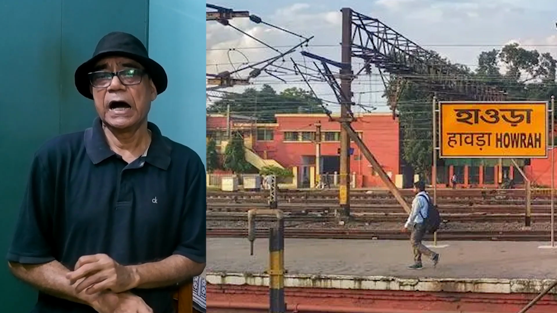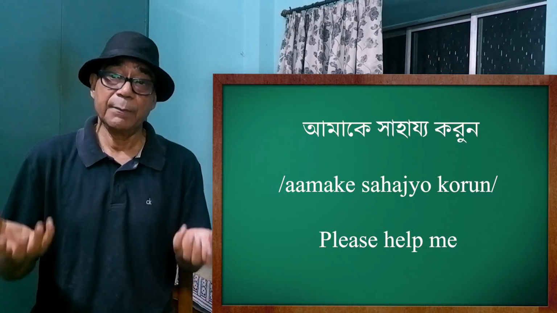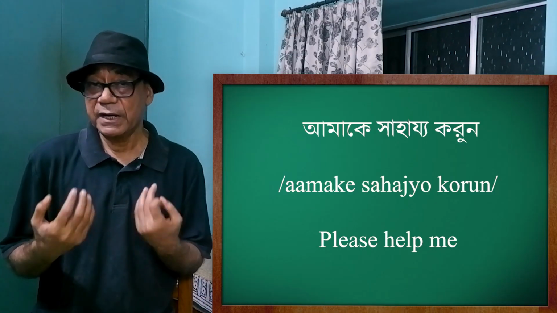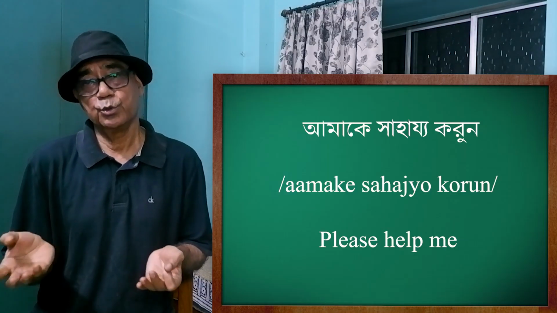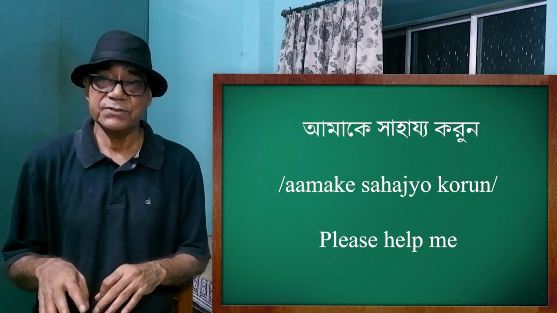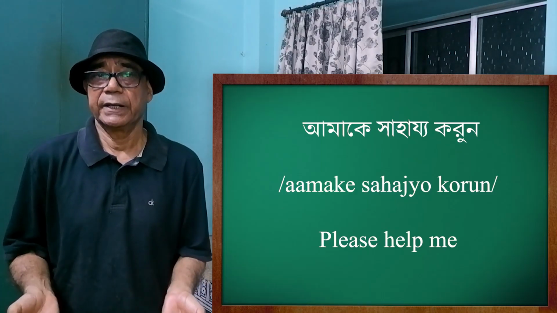Number 6, Aamake shahajyo korun. You need some help. So, Aamake shahajyo korun. Aamake, me. Shahajyo, help. Korun, do. That means, please help me. Aamake shahajyo korun means, please help me.